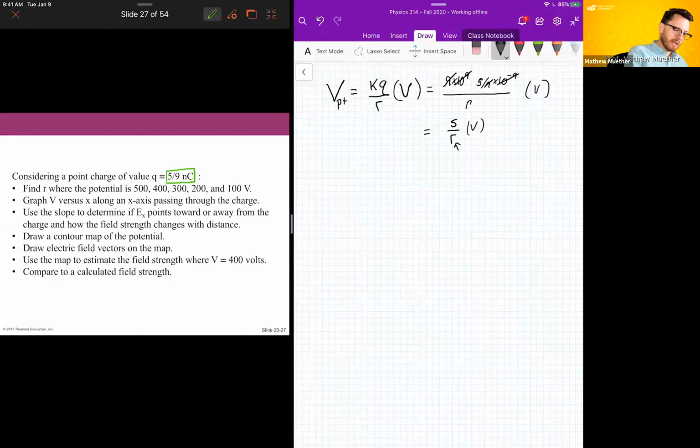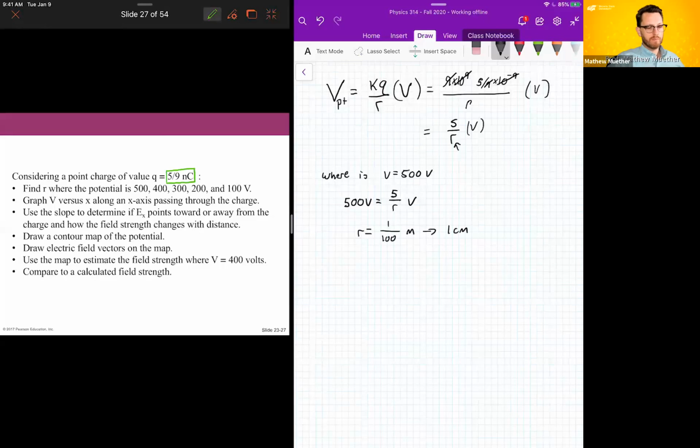So where is V equal to 500 volts? Well, we can just solve this expression. 500 volts equals 5 over R volts. I can just solve for R here, and I get that R has to be 1 over 100 meters, right? 1 centimeter. So 1 centimeter away from this point charge, I know that the electric potential is 500 volts.